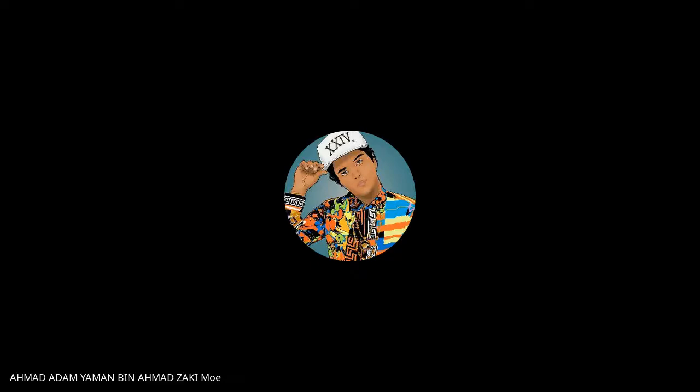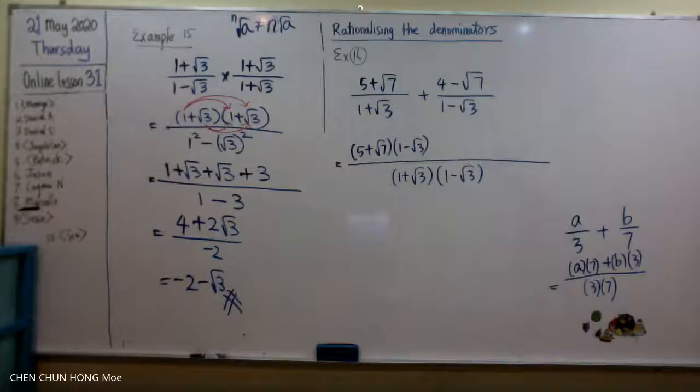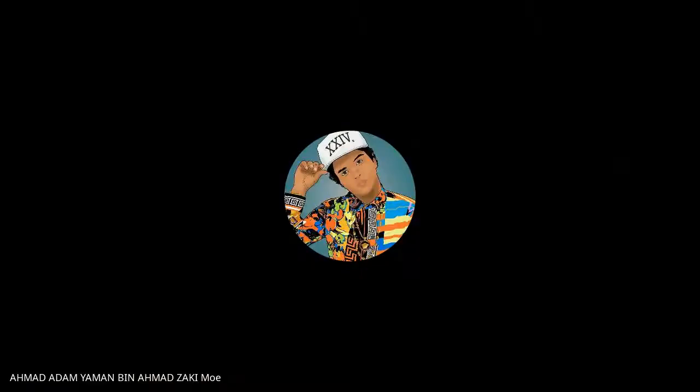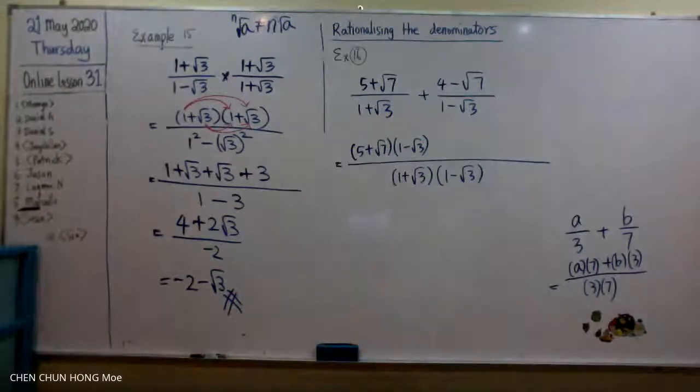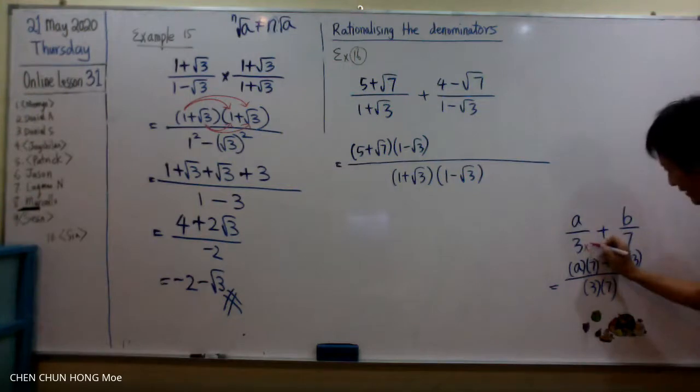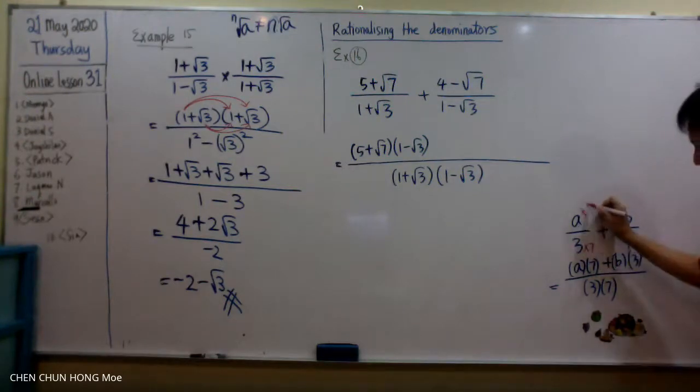Like cross multiplication, it's something like that, but we don't say this as cross multiplication. Meaning now, if you multiply this by 7, you have to multiply this by 7. This is what we did earlier.